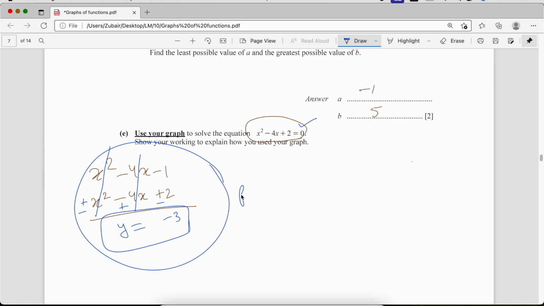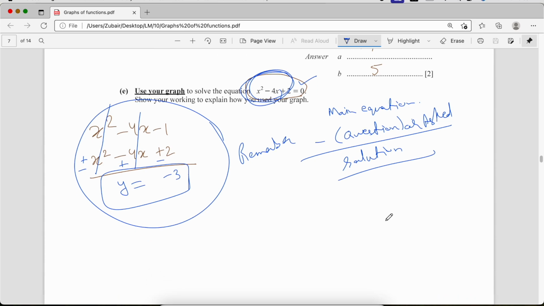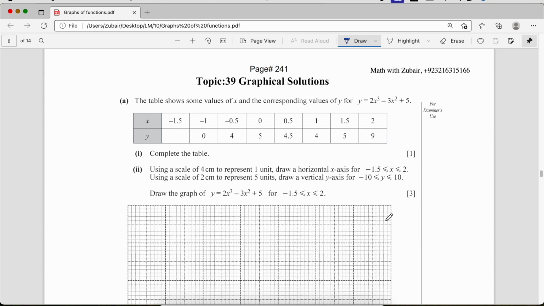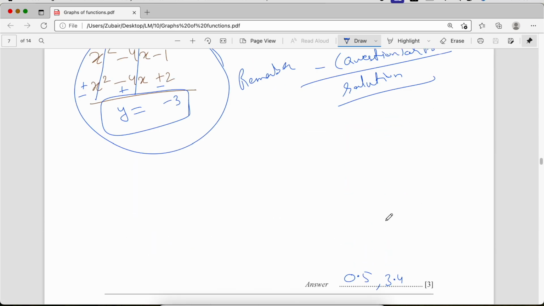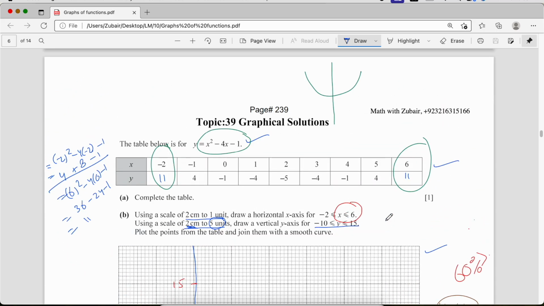Remember this thing. The tip is: main equation, subtract the question or what is asked, and this is your solution. Or else you will be drawing this complete equation again and then seeing where it crosses the x-axis. Any confusion in these two graphs for now? Okay.